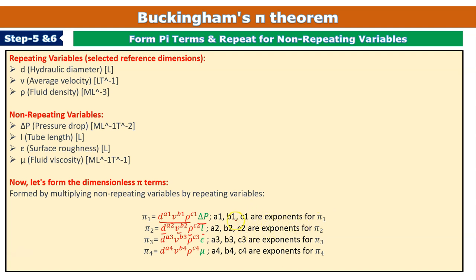So we have to find out a1, b1, c1, and based on that we can easily calculate the pi term. That pi term will get a2, b2, c2, a3, b3, c3, a4, b4, c4. So these are all the exponents. So we got pi term 1, pi term 2, pi term 3, pi term 4. Now we have to find out the exponents, and after getting the exponents we can easily form that pi term.